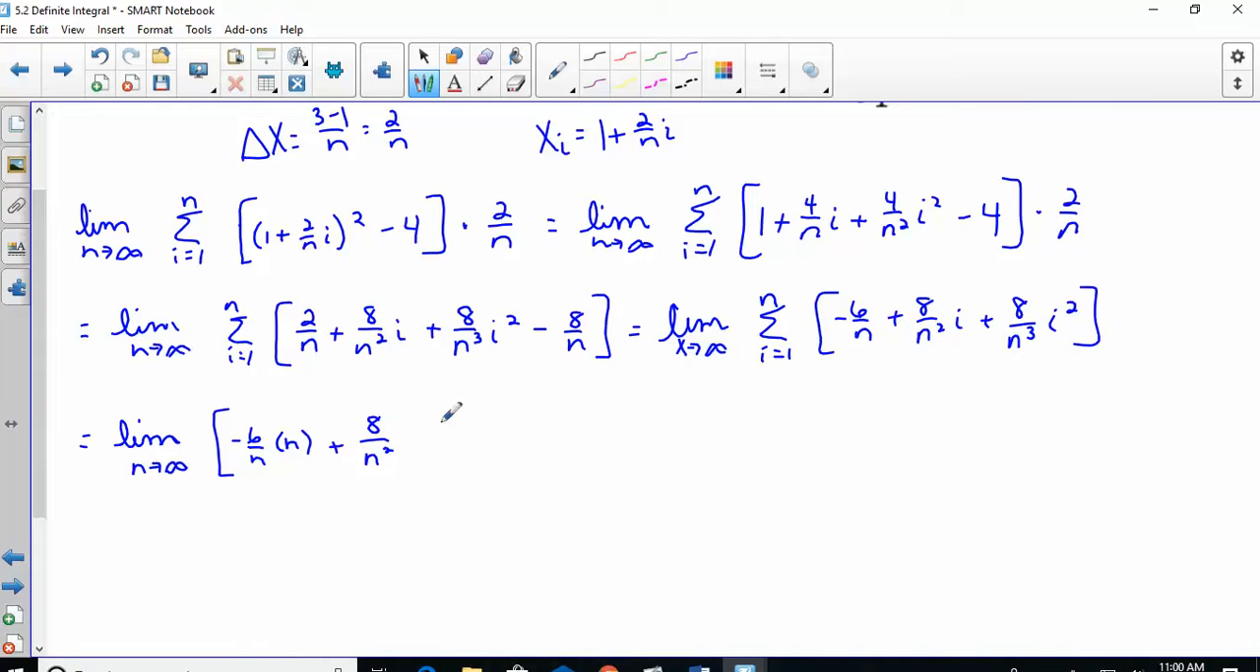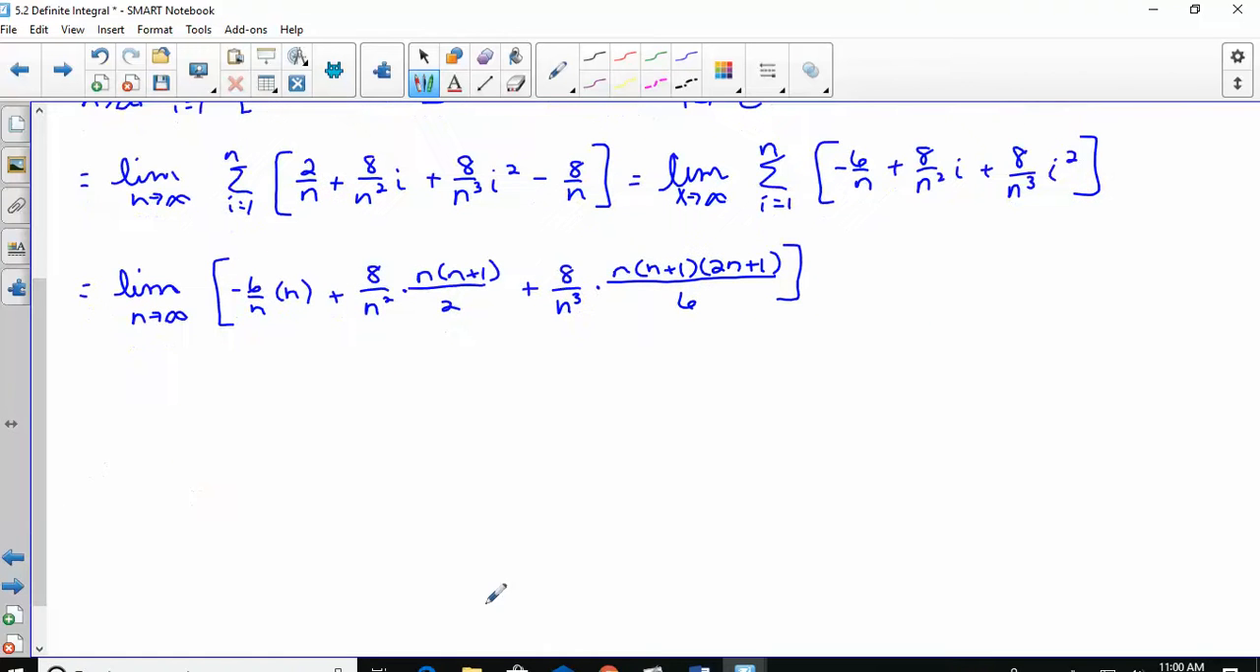Remember your formula for the sum of i was n times n plus 1 over 2. Plus 8 over n cubed, i squared. So the formula for the sum of i squared was n times n plus 1 times 2n plus 1 over 6. So those are the formulas from section 5.1.